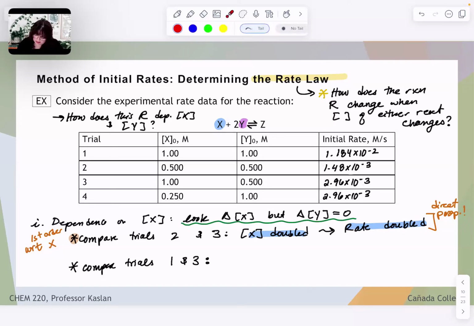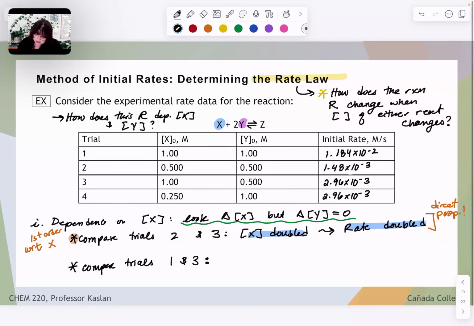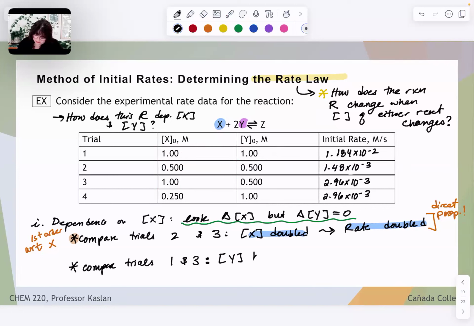So let's look at what happened here. Trial 1, again, X is constant, and we want to figure out then, since this is not going to have any bearing on our rate, what the amount of Y is going to do to our rate. So in this case, we cut Y in half. So concentration of Y was halved. And let's see what kind of effect that had on the rate.